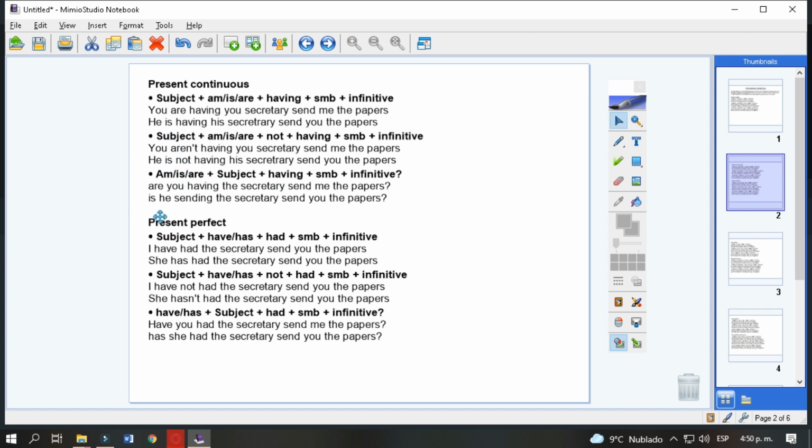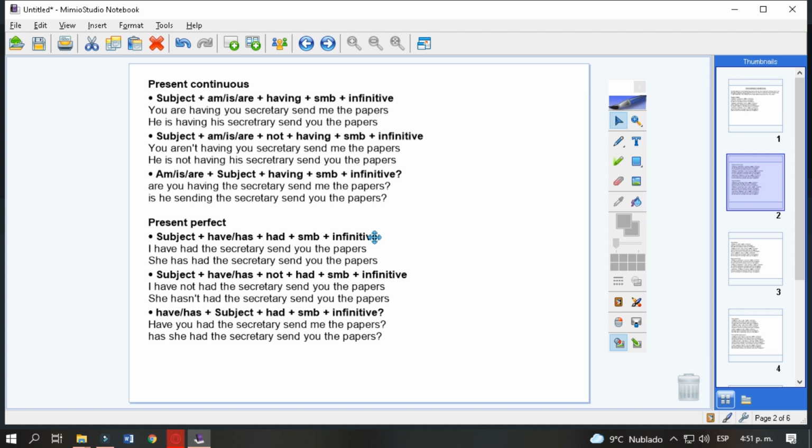And the last one, the questions, would be is or are, if we do not want to use a WH word. Like in this example, we need a subject, you, having, because it is a continuous tense, the secretary, that somebody, that person, and the verb in infinitive: are you having the secretary send me the papers? The other example: is he having the secretary send you the papers? All this is going to be corrected in the PDF.